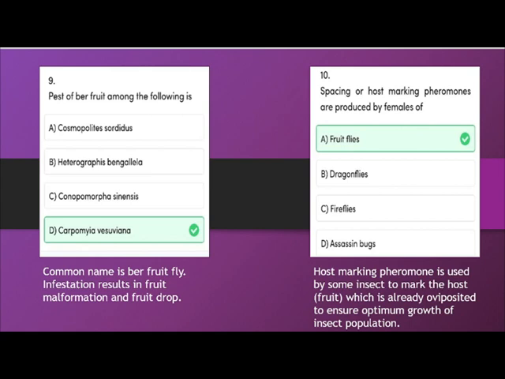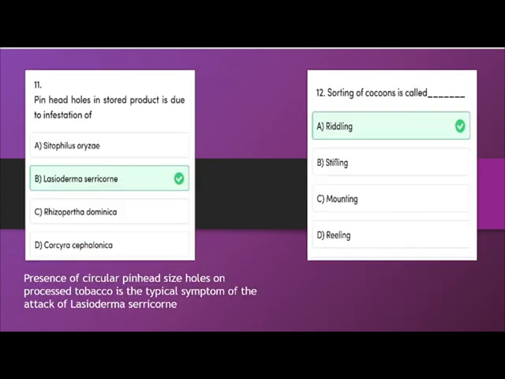Spacing or host marking pheromones are produced by the females of, and the answer is fruit fly. The host marking pheromone is used by some insects to mark the host or the fruit which is already oviposited, and it is done to ensure the optimum growth of the insect population. Now come to the 11th question.